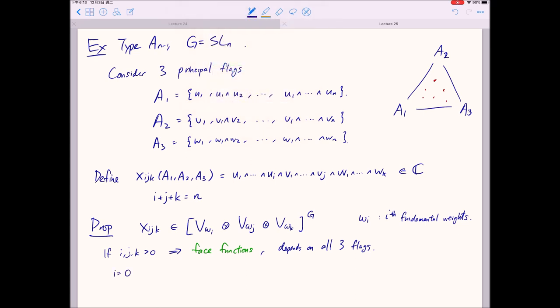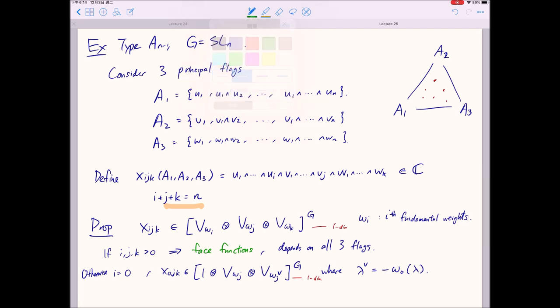For some cases, when an index is 0, for example i equals 0, then x_0jk will belong to the space of omega j, and because j plus k has to be n, instead of using the fundamental weight, we can also use the dual weight notation. The dual weight is defined by the action of the longest element on your weight. In type A, it will be n plus 1 minus j. So these are all one-dimensional invariant spaces and consist of only this function.